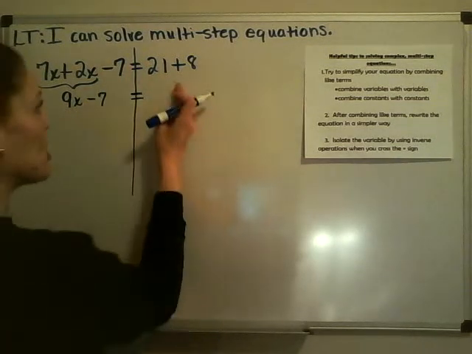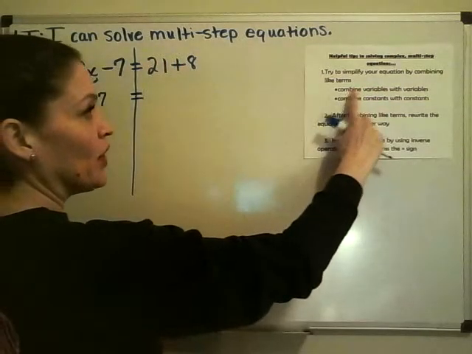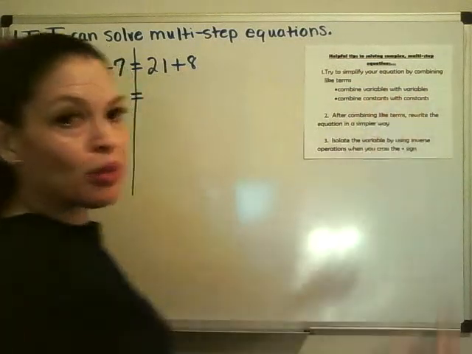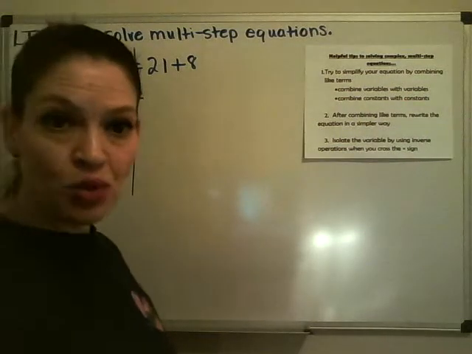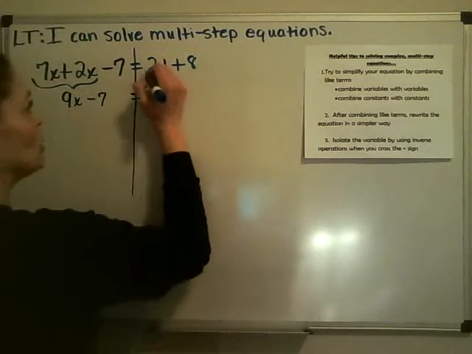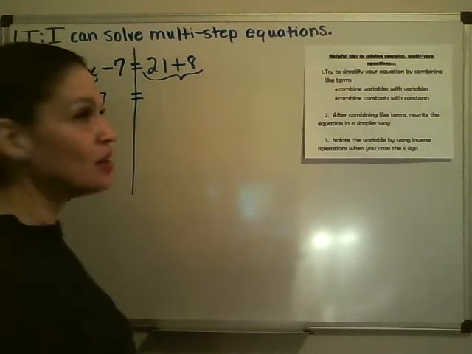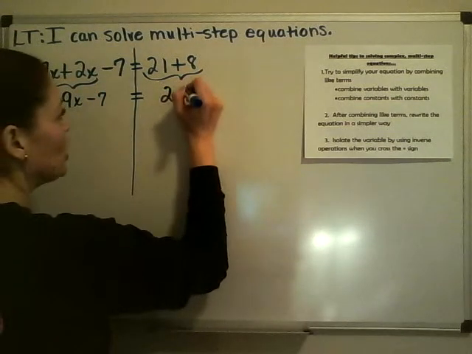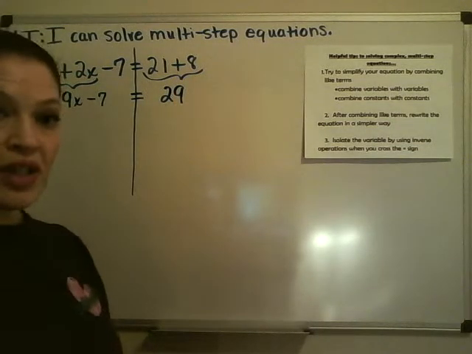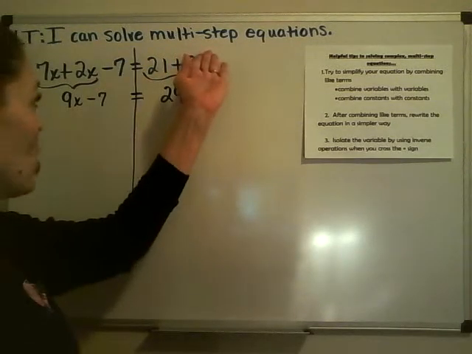Okay, look at the right side. Is there anything that can be combined? We combine variable with variable. Can we combine a constant with constants? Remember, constants are numbers that are not tied up to a variable. They are constantly alone. So let's do 21 plus 8. 21 plus 8 is 29. So all we did right now was combine variables, combine constants.